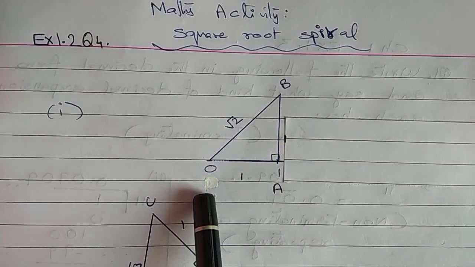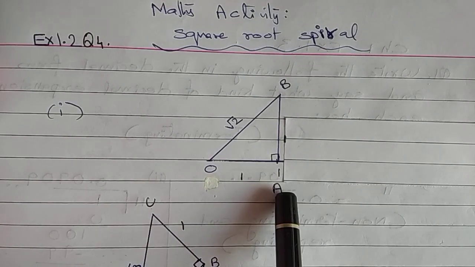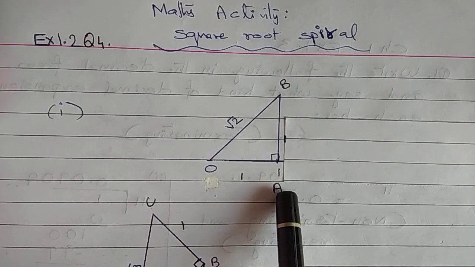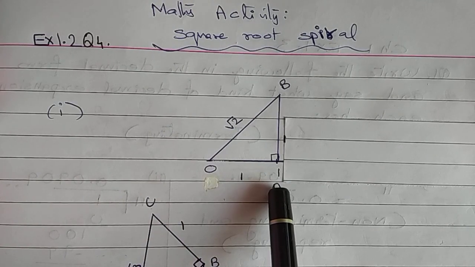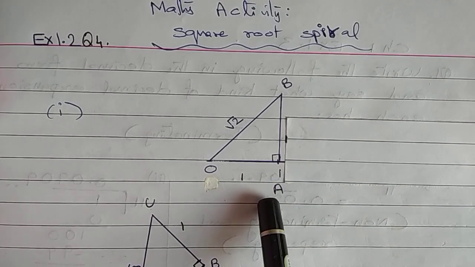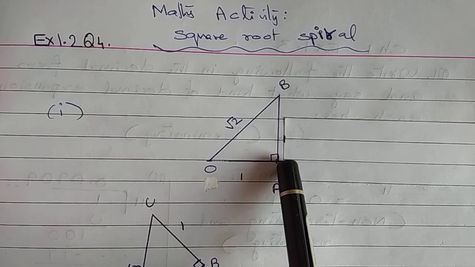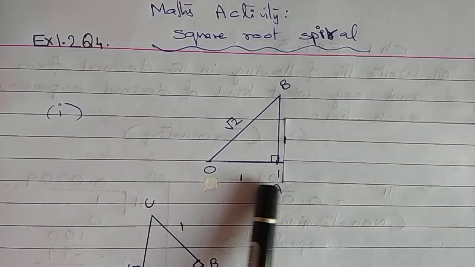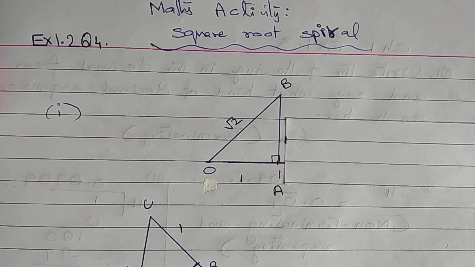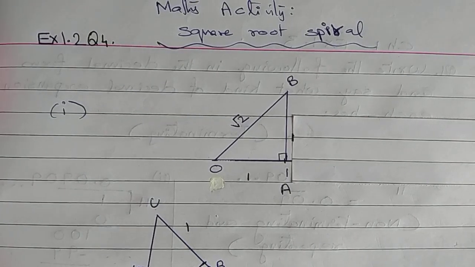The first step, draw a line segment OA equal to 1 unit, and I have taken 1 unit as 1 inch here so that the triangle which I am going to get will be bigger in size. And the second step, at A, construct angle OAB equal to 90 degrees, and also AB equal to 1 unit. Again, 1 unit I have taken as 1 inch.